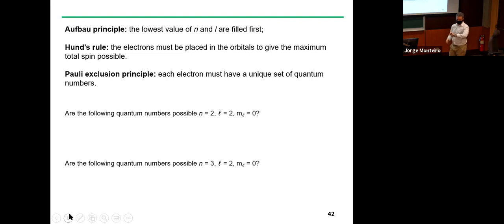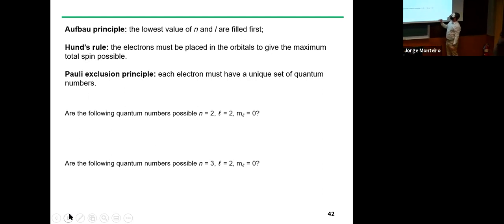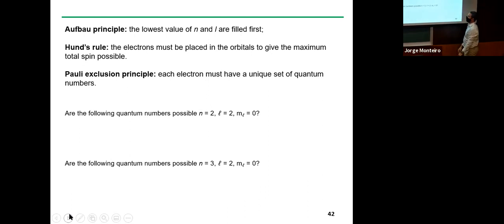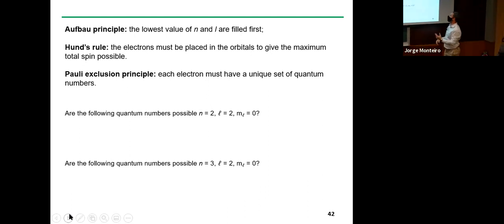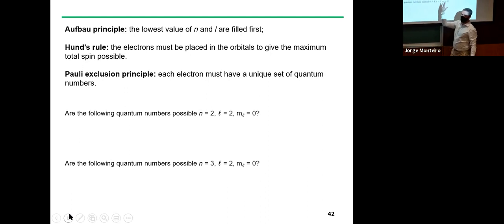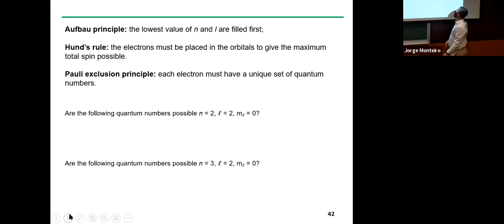Okay, so now quick questions for you, and then I think that will be the end. Try to figure out if this sequence of quantum numbers is possible, and also this sequence at the bottom. The question is, can an electron have n equals 2, l equals 2, and ml equals 0? And basically the same thing at the bottom, but n equals 3.